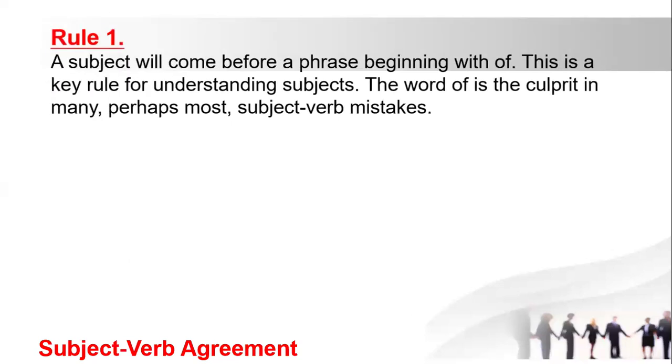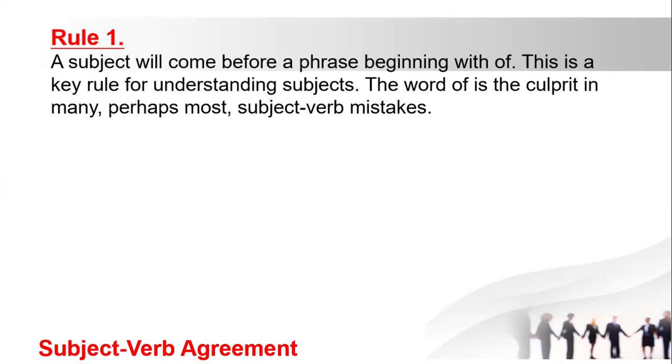Now we are moving ahead. A subject will come before a phrase beginning with of. This is a key rule for understanding the subject. The word of is the culprit in many, perhaps most, subject verb mistakes. People usually get confused because of the use of of. They cannot understand the right subject. This is the basic problem. That's why students use the verb in a wrong way.